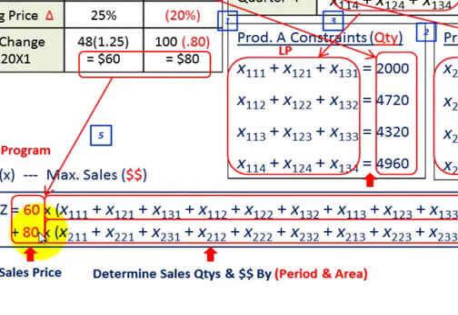So work with your sales price here, and then in the linear program, we're going to maximize that. We've got several constraints further to look at that are really the key when you're talking about planning a sales budget, and we'll go on and understand those. But again, remember these numbers here. Those determine the sales quantities and dollars by period and area. Okay, so we'll continue on with our constraints.